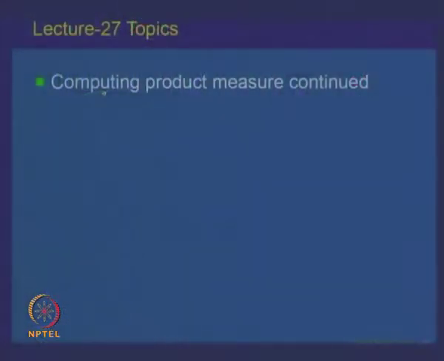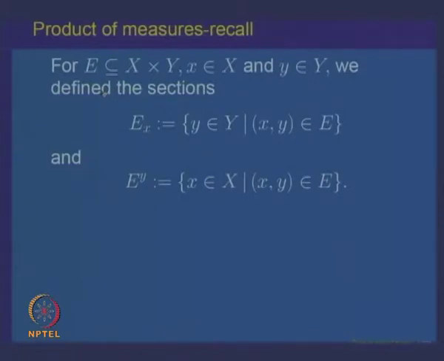In the previous lecture, we had started looking at how to compute product measure of a set in the product sigma algebra. We had shown part of a theorem, and we will continue looking at the proof of that theorem in this lecture. So, let us just recall what we have been doing. We were looking at computing the product measure. We will continue that study today. Let us just recall the settings.